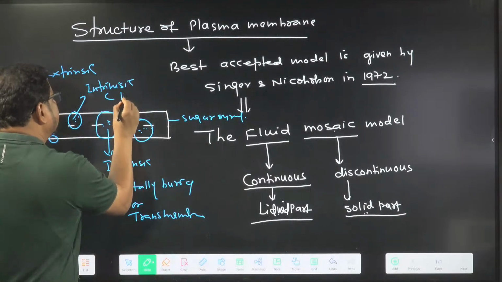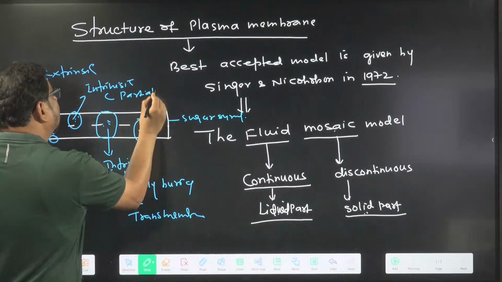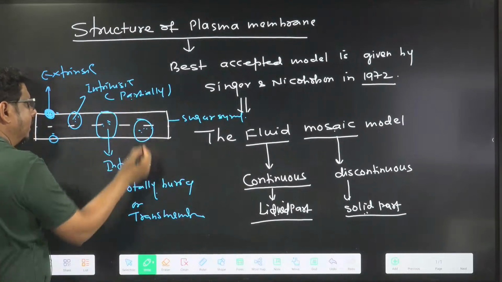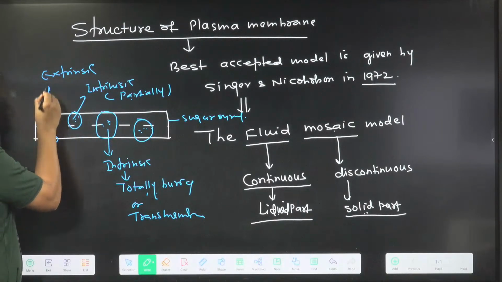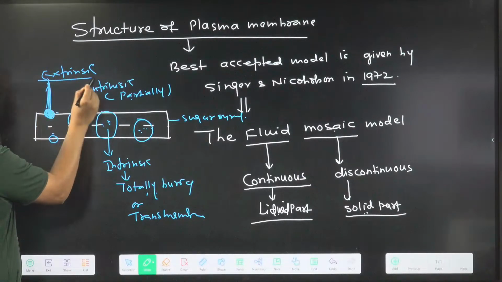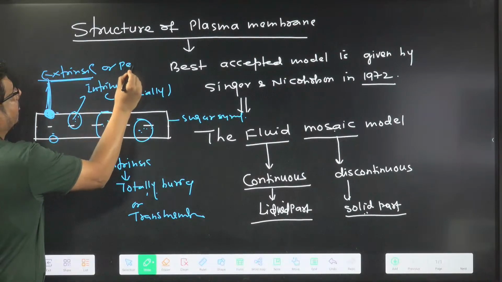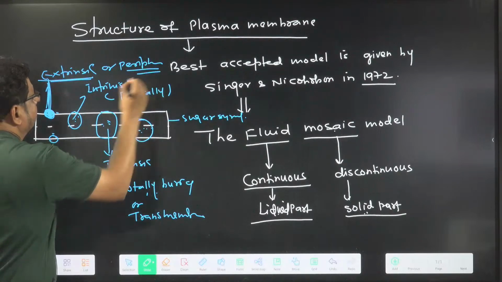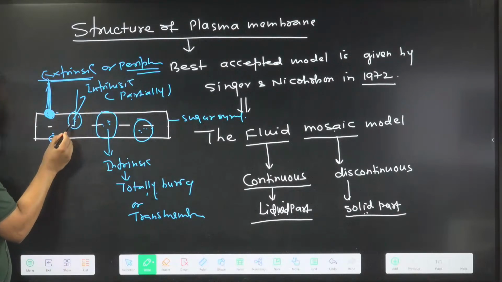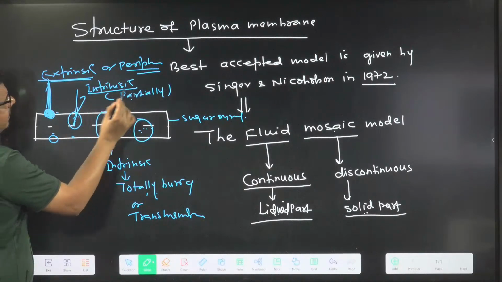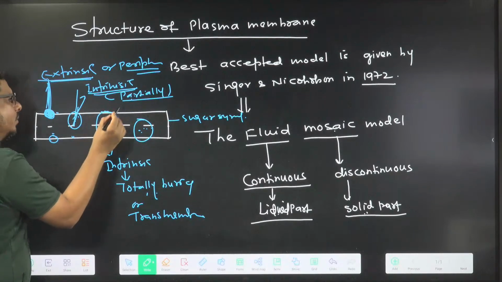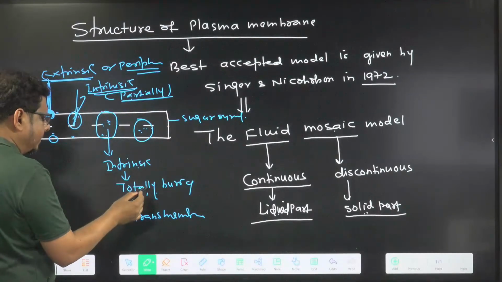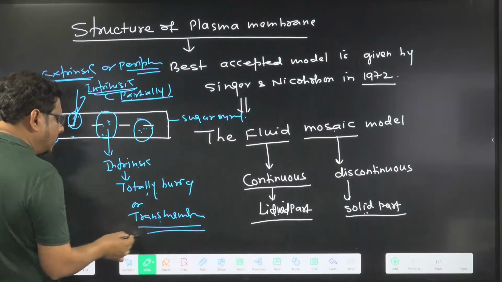Better to write here the word partially, not totally. Partial and total is the correct word. So look, here it is just embedded. You can easily extract this, and what can be easily extracted is called extrinsic or peripheral protein. Got the idea? This one is deeply buried, but not totally buried, so it is difficult to isolate. Hence it is intrinsic, but partial. This one is intrinsic and totally buried, and it is called transmembrane protein.